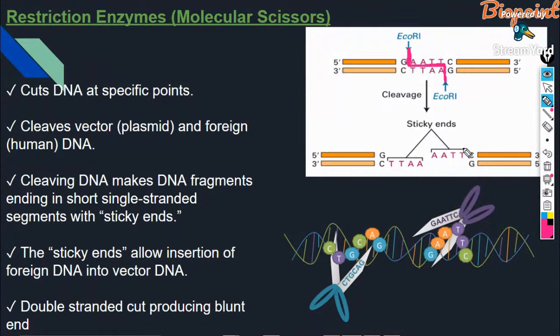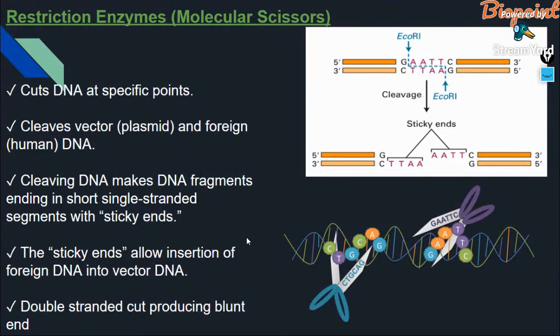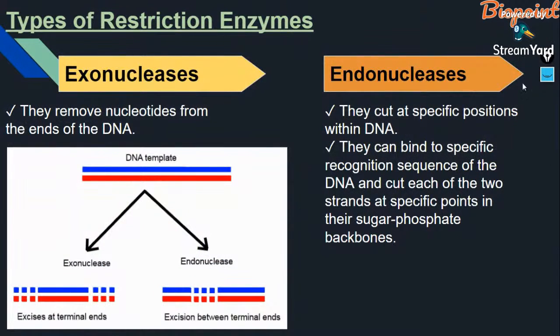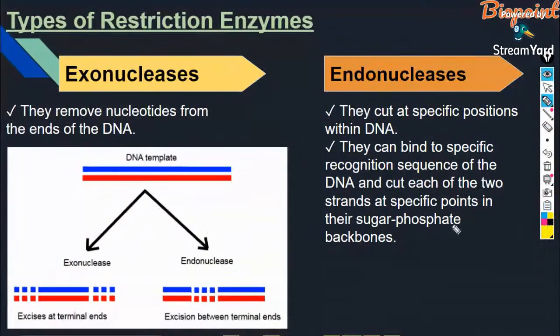Okay, instead of simply cutting the DNA like this, they will cut the DNA only at one particular site. Clear? So, moving on to the next one. I already mentioned that restriction enzymes are of two types, exonuclease and endonuclease. Restriction enzymes belong to a large class of enzymes called nucleases.